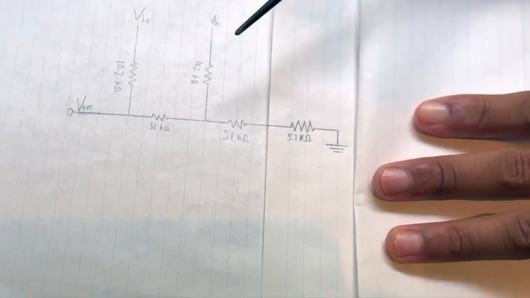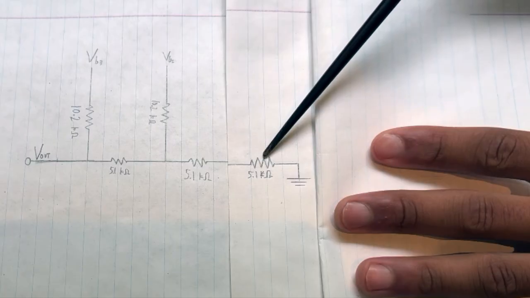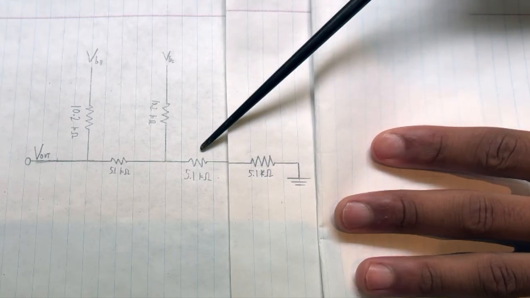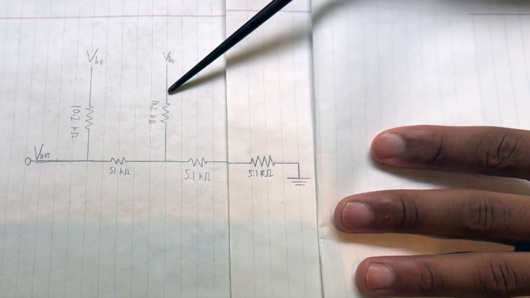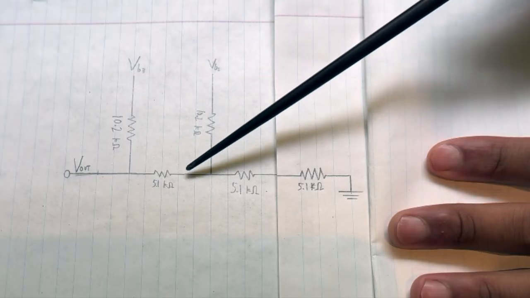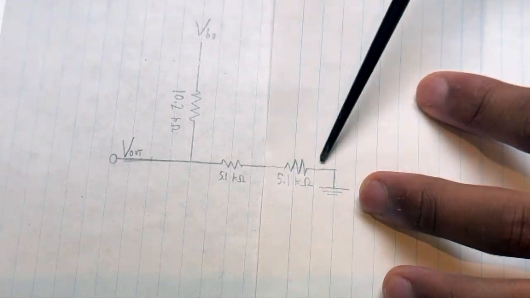Again, it keeps repeating itself. Here we have a 5.1K ohm resistor in series with another 5.1K ohm resistor. We know this is 10.2K, which will be in parallel with this 10.2K, which can be replaced again here with another 5.1K. So here it simplifies again to this.